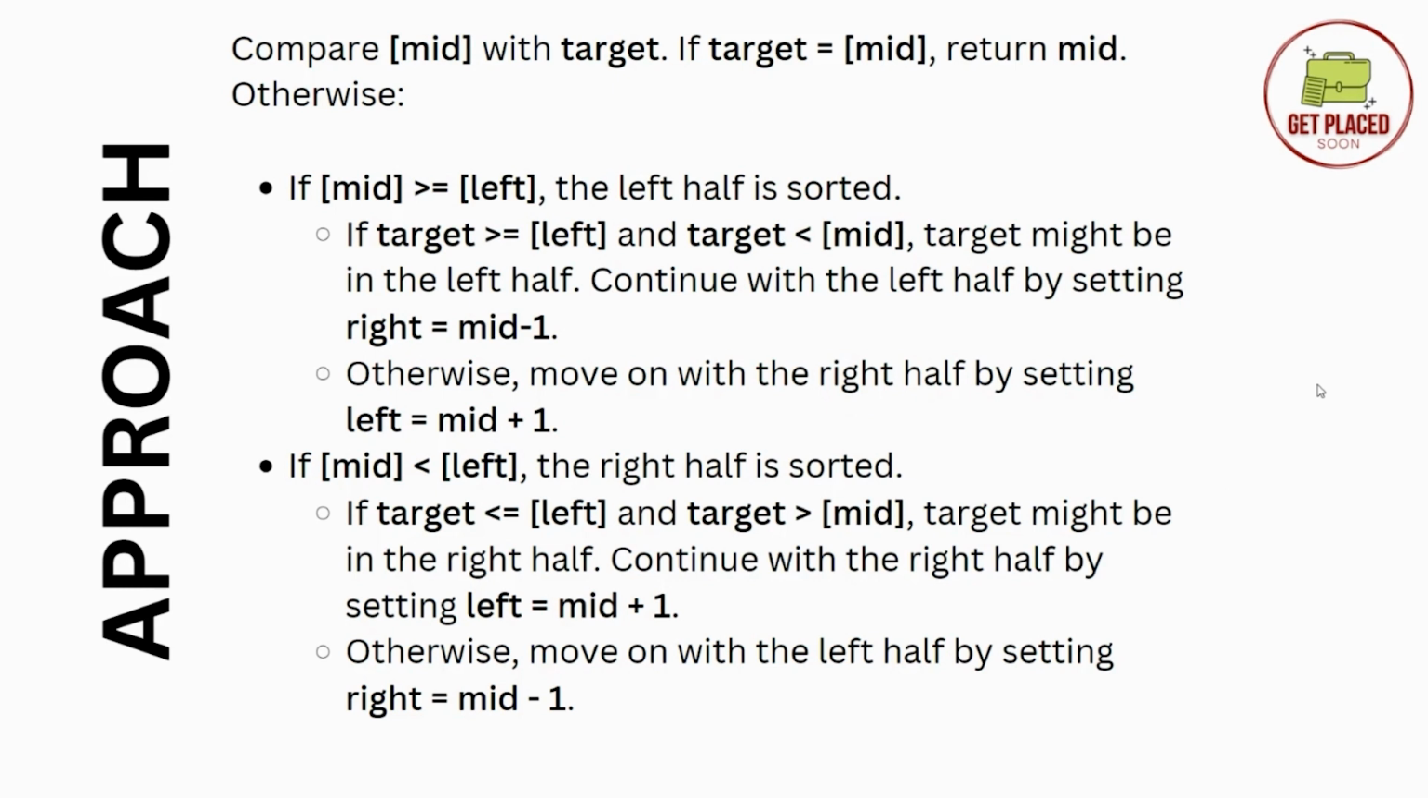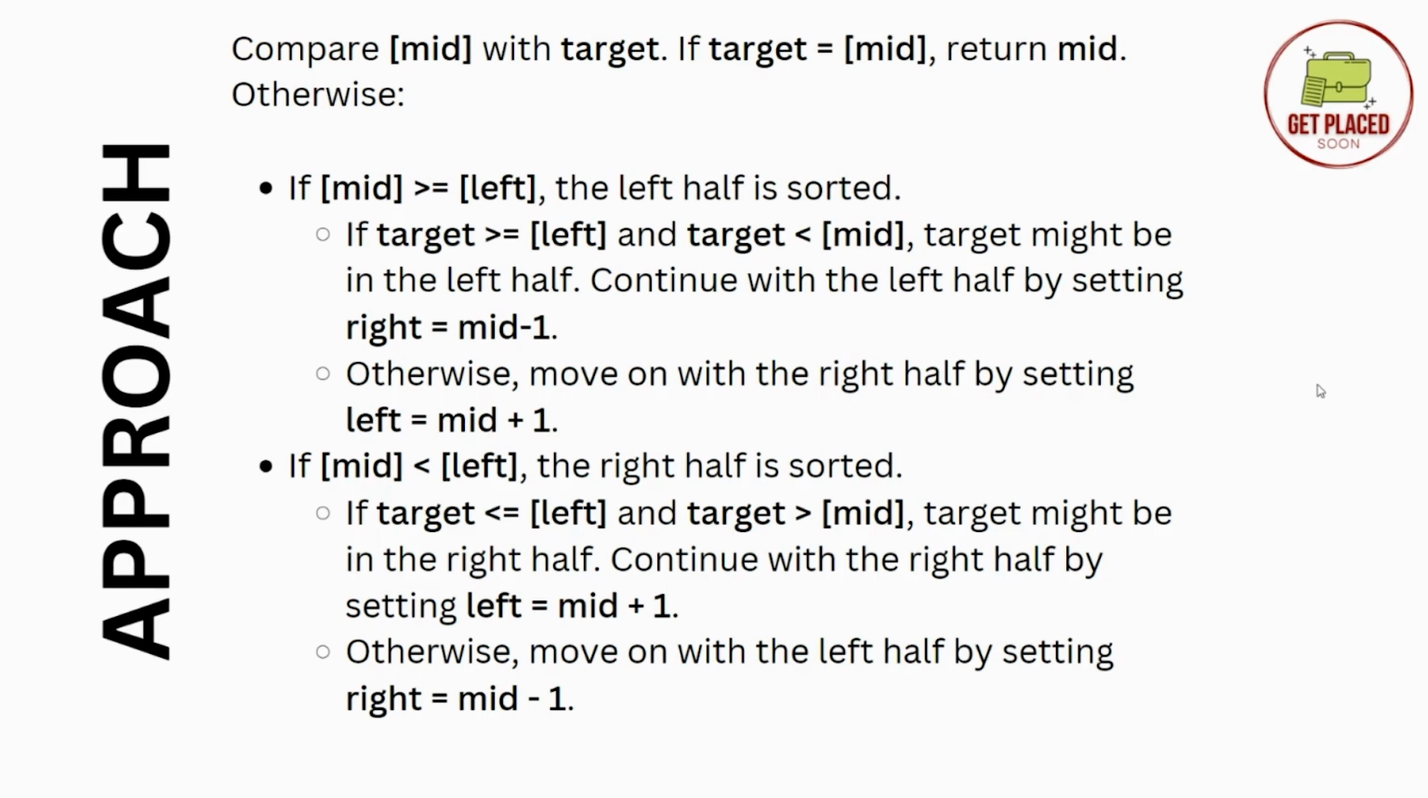You concentrate on the left half only by updating right is equal to mid minus 1. Or if those conditions are false, then we move to the right half, saying that left is equal to mid plus 1. Similarly, when the right half is sorted and target is less than or equal to right and target is greater than mid, then the target might be in the right half, so we continue with left is equal to mid plus 1. Otherwise, we move on to the left half by setting right is equal to mid minus 1.